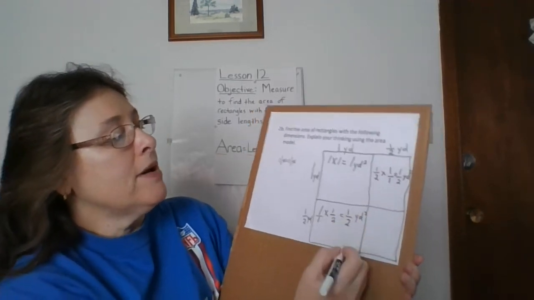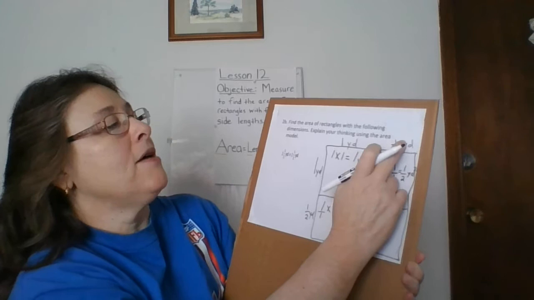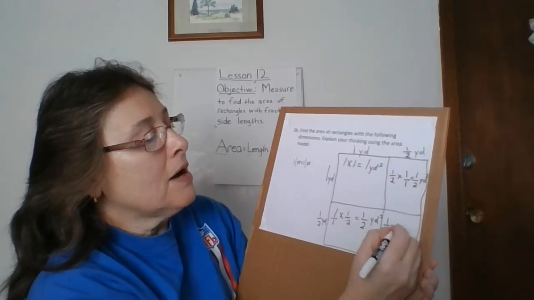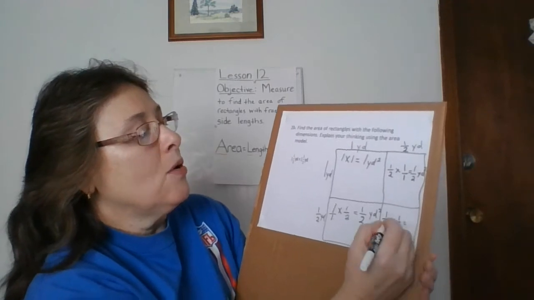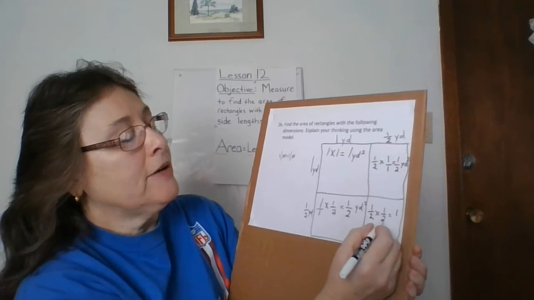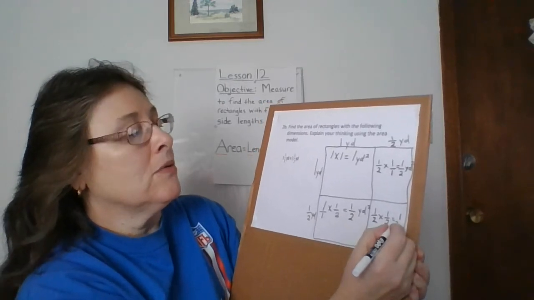yard squared. And the last part, I have 1/2 times 1/2. So 1/2 times 1/2. 1 times 1, numerator times numerator, is 1. Denominator times denominator, 2 times 2, is 4.